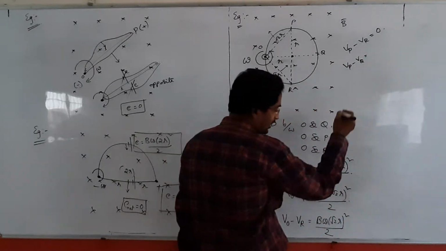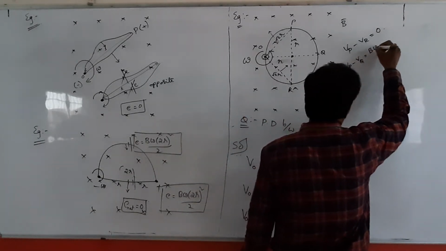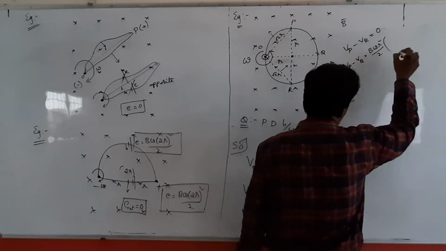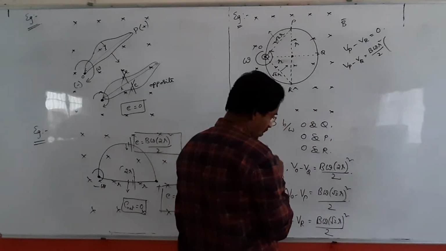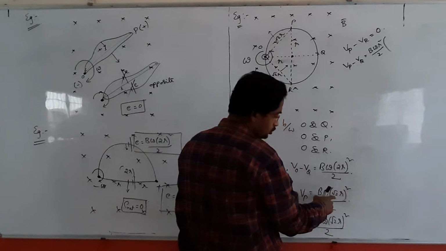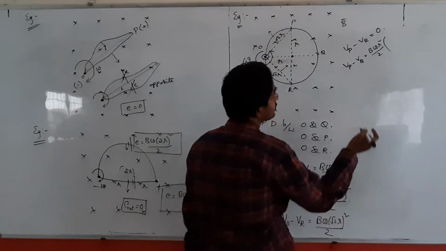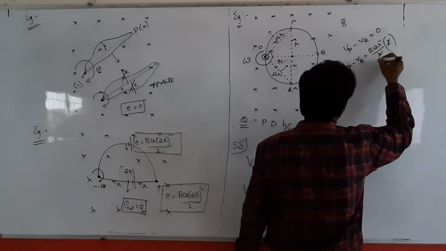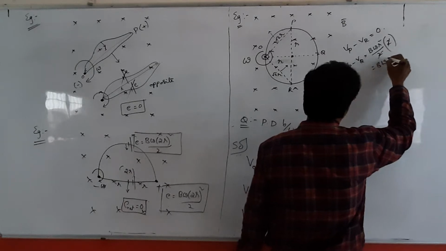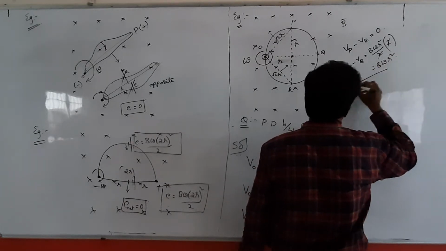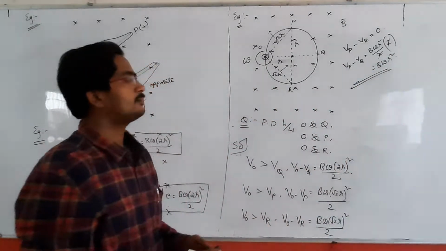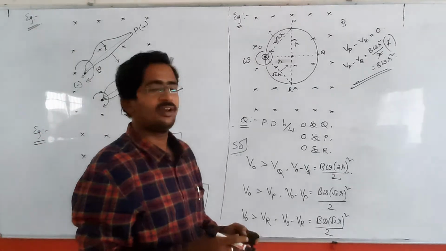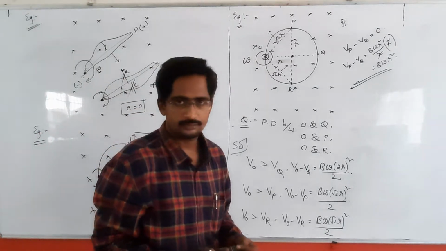What is the common term? B omega r square by 2. What remains? 4 minus 2, that is 2. Okay, so finally B omega r square. That is the potential difference between P and Q.